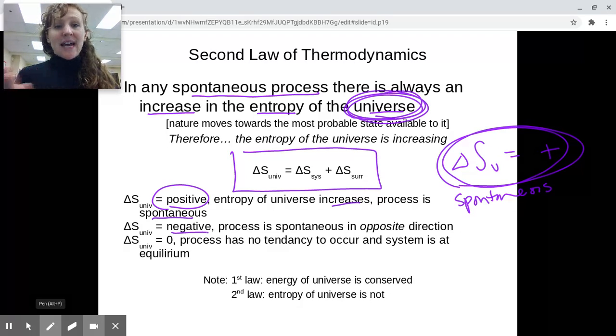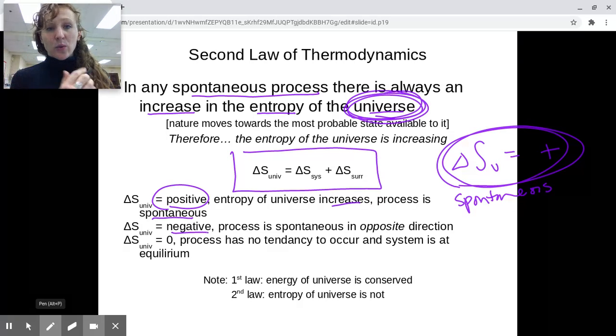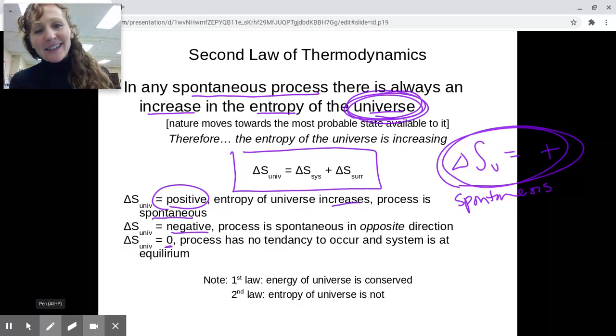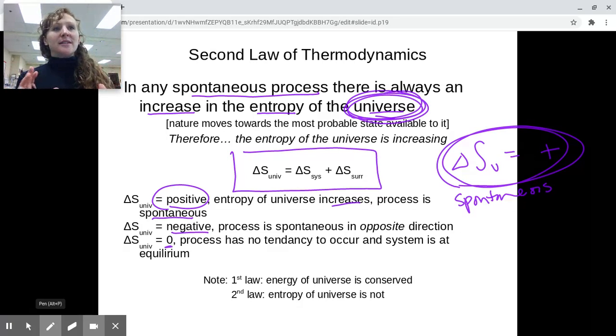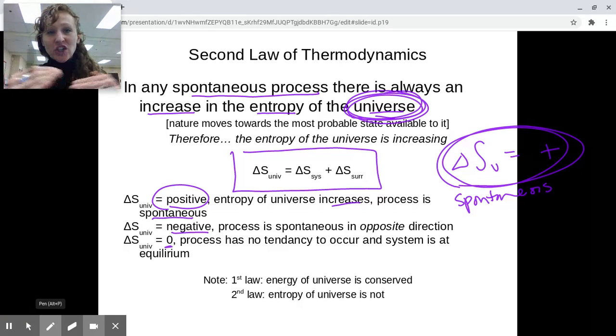Or the process, as it's stated, is not spontaneous, and therefore the reverse of the process is going to be spontaneous. And then if the entropy is 0, what does that mean? If positive is spontaneous and negative is non-spontaneous, what is 0? So 0 means there's no net change that has occurred. And we have a term for a system where no net change is occurring.